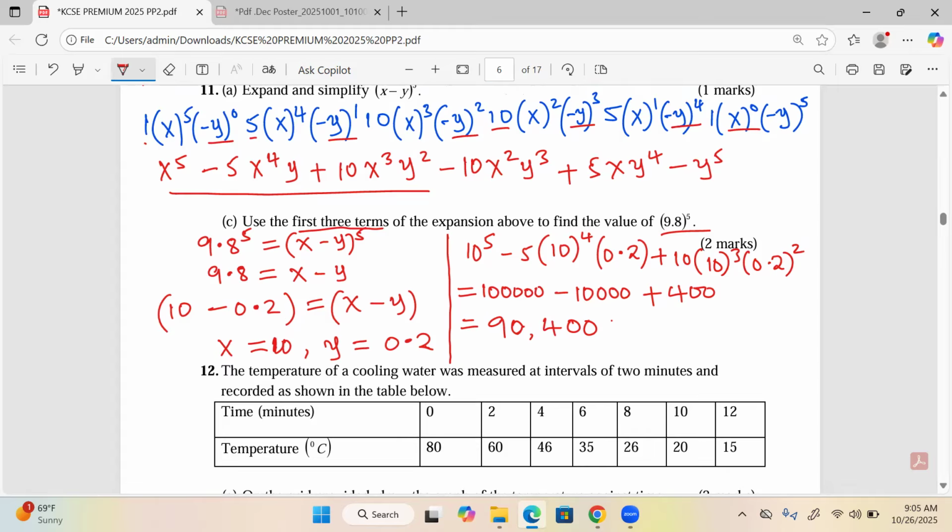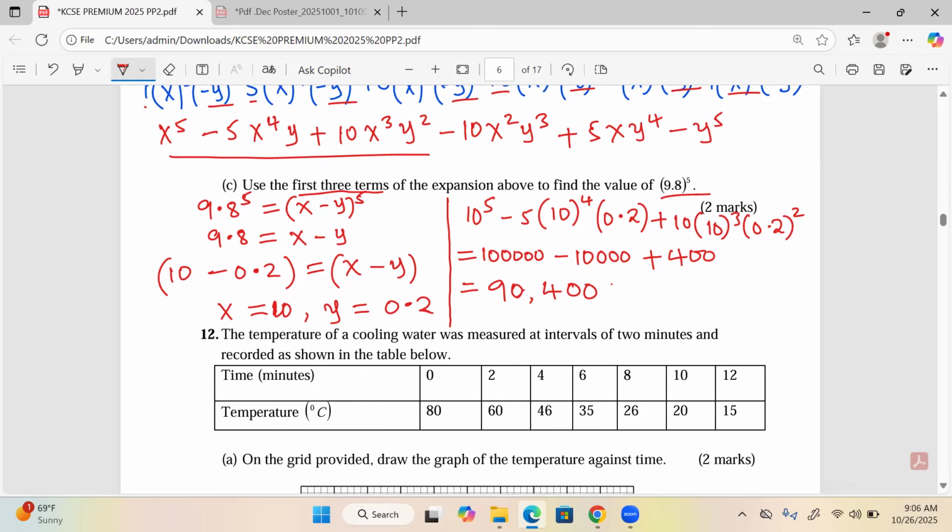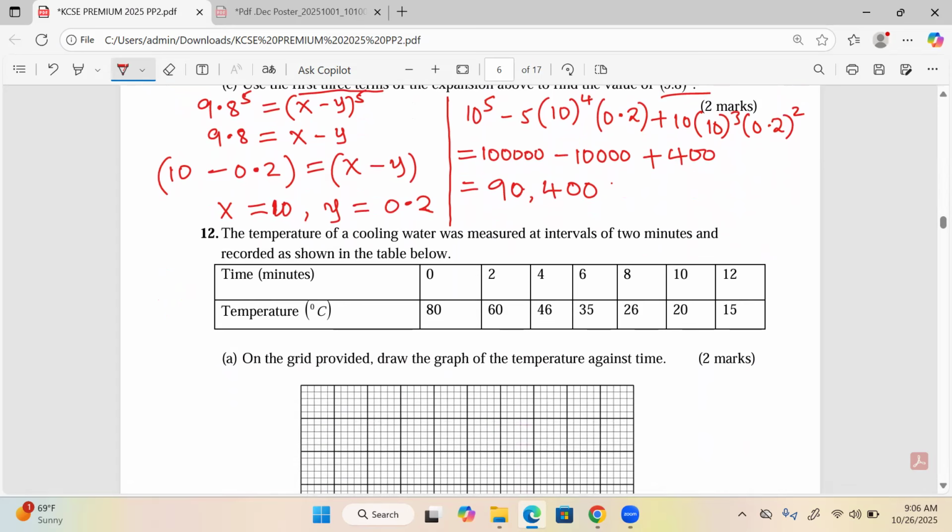When you compute in your calculator 9.8 power 5, you get 90,392. Just because we are estimating and we've not used the full terms in the expansion above, we're supposed to get a slightly different value, just as you can see. But that's how we're supposed to move in such a question. A very good question.